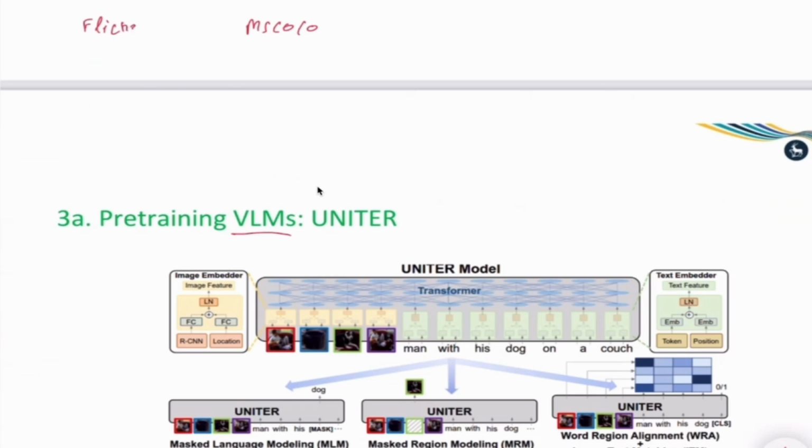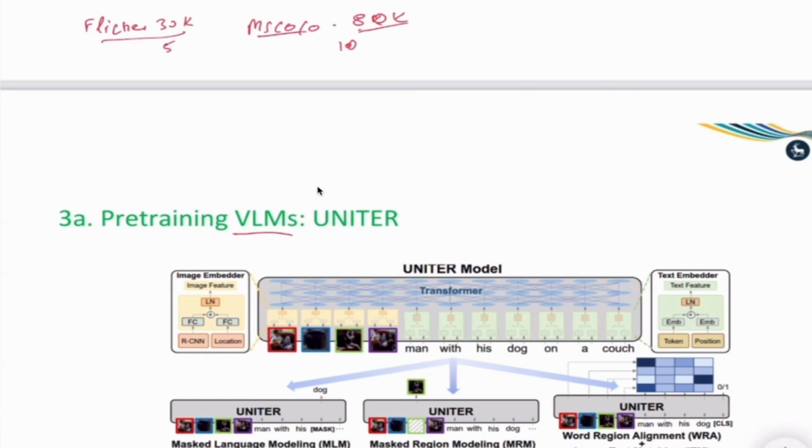Flickr has 30K images which are vision and language pairs. MS Coco has around 80K images which are vision and language pairs. There are multiple annotations corresponding to each image, provided by human annotators. I think MS Coco may have 10 human descriptions per image, and Flickr has around 5, but I may not remember them correctly. You can look them up. So these are fairly small scale datasets.